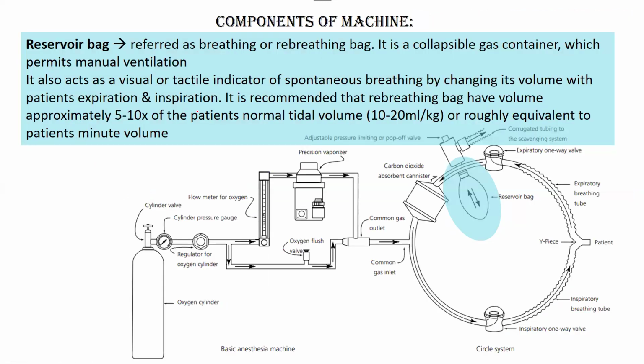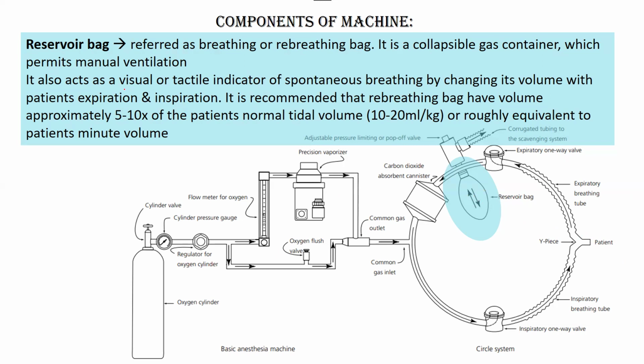Then we have the reservoir bag. Reservoir bag is referred to as breathing or rebreathing bag. It is a collapsible container which permits manual ventilation. Basically, this is the reservoir bag, and it is also called breathing or rebreathing bag. It is filled with the gas, and if your animal is in any emergency situation, you can press this bag to increase the ventilation of the animal. That will be a manual ventilation.